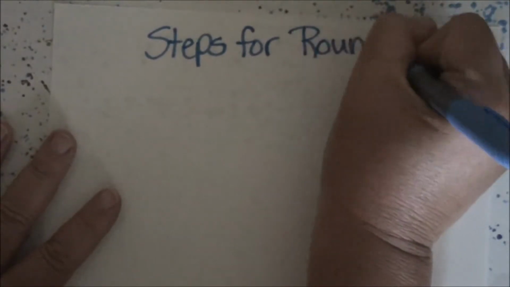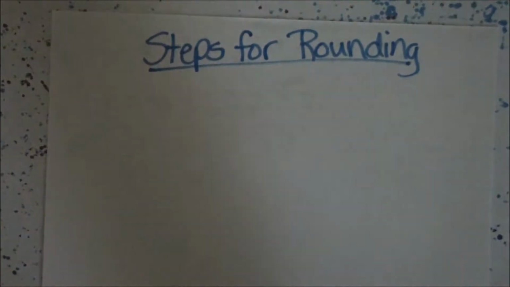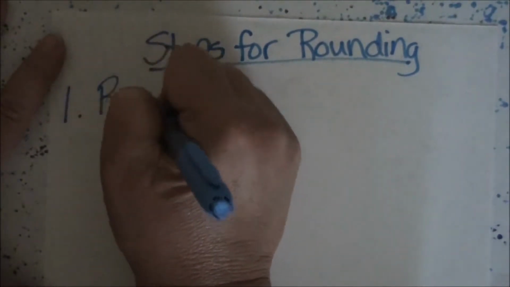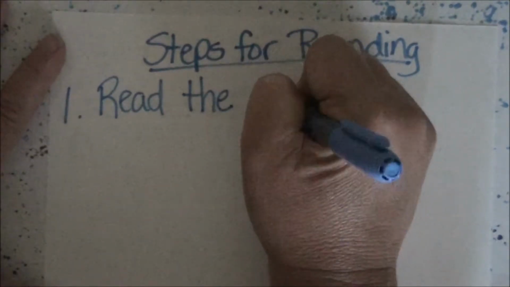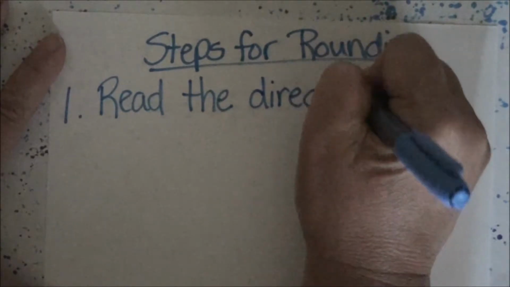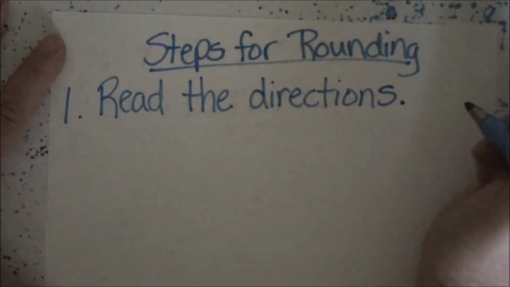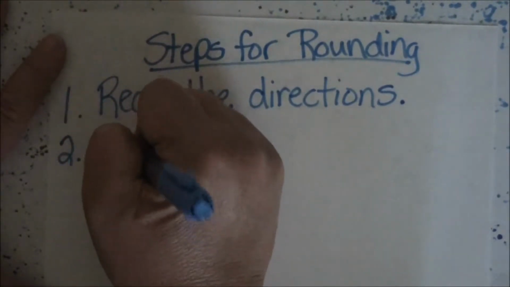There's actually 10 steps, believe it or not, if you break it all the way down. So, number 1, read the directions. Always read the directions so you know what place value you are rounding to. Okay? Number 2, write the number.